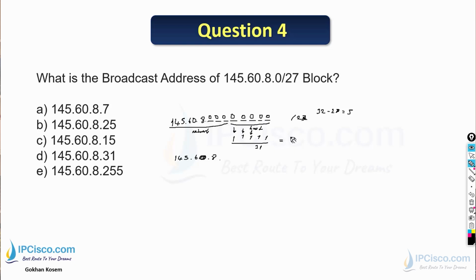This is 1. This is 2. This is 4. This is 8. And this is 16. So when we add these values, we will find 31. So our broadcast address will be this.